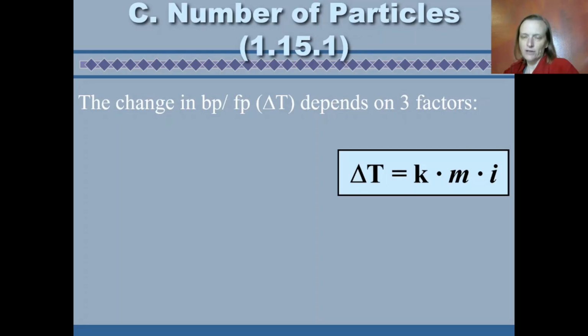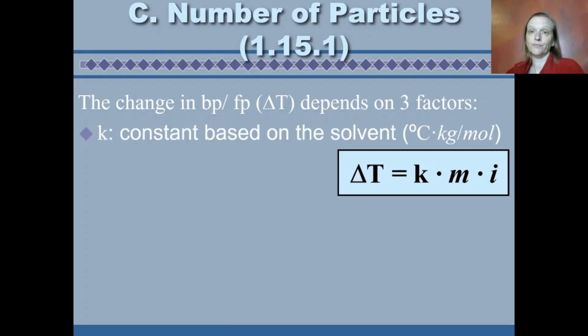There are 3 factors that determine how much a solute can change the boiling point or the freezing point of a solvent. So this is delta T. Remember, delta means change. So I'm talking about how big of a temperature change do we get? It depends on 3 things. The first thing is a constant, and the constant is based off of what solvent you're using. So water has a particular constant versus ethanol versus isopropanol, hexanes, any different liquid you might choose to use as your solvent.